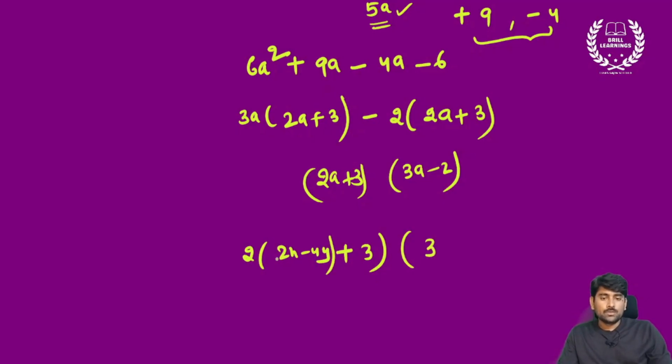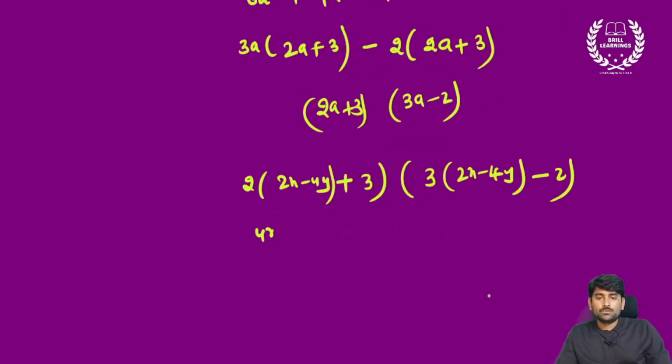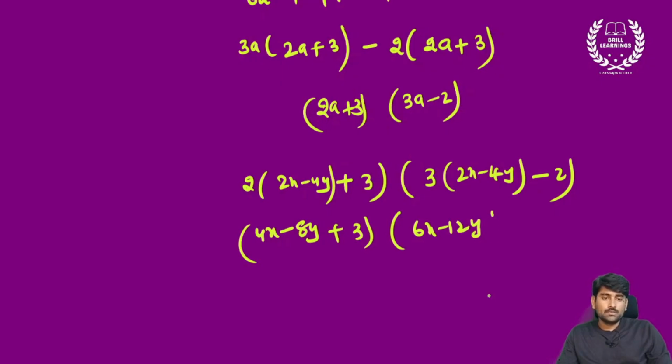Into 3 into 2x minus 4y minus 2. Simplify this. So 4x minus 8y plus 3. This is one expression. And 6x minus 12y minus 2. So this is the second. These are the two factors for the given expression.